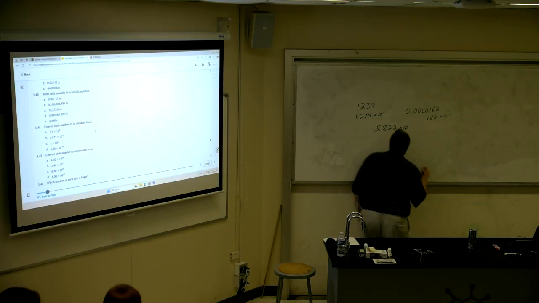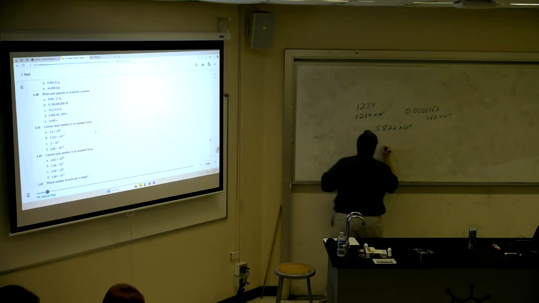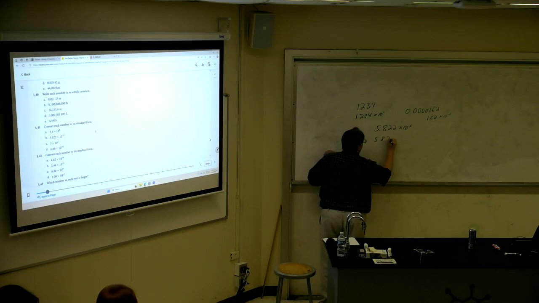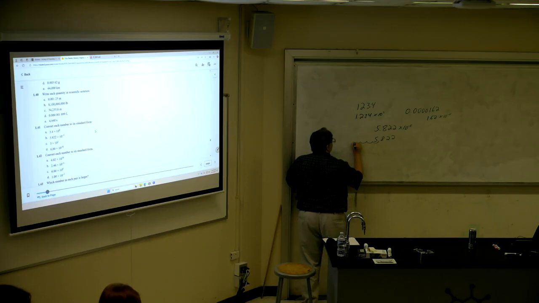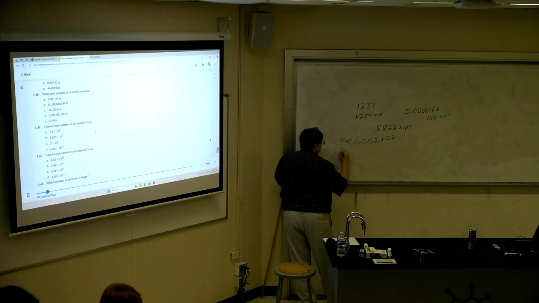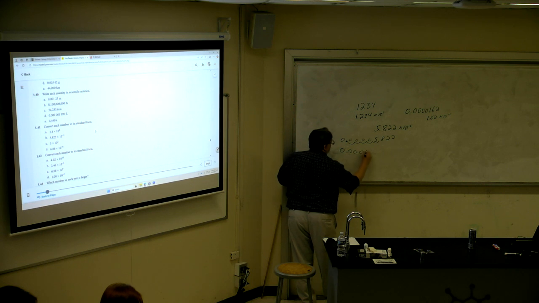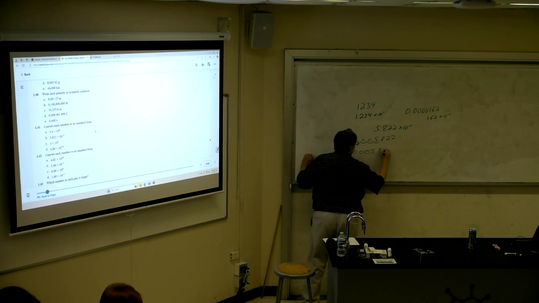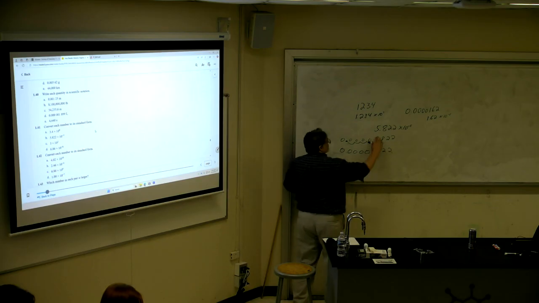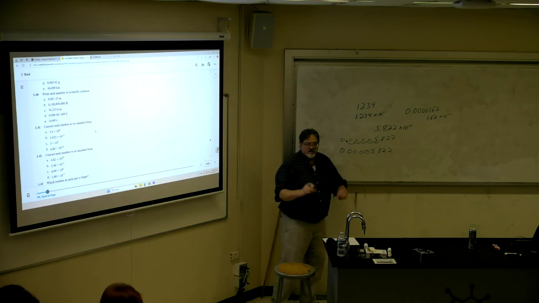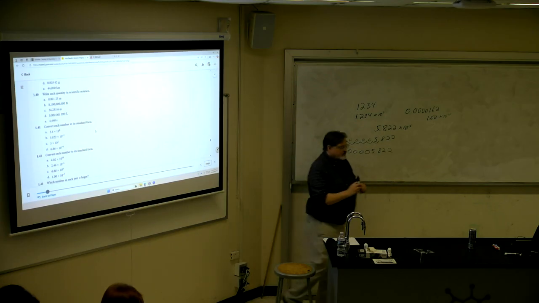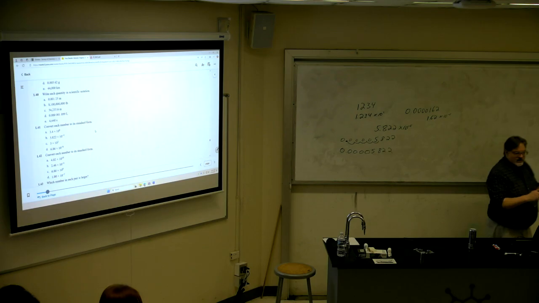8.22 times 10 to the negative 5. So the decimal goes, and negative 5 is 1, 2, 3, 4, 5. That's where my decimal goes. I usually write this 0 as well, so 0.0000822. This is showing 4 significant figures, that's showing 4 significant figures. Leading zeros don't count. You guys good?